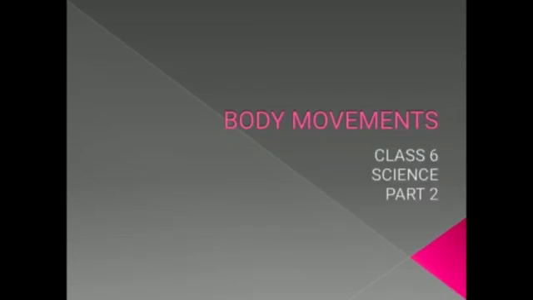In part 1 we had learned about different types of movement in humans, different types of movement in animals, how different animals move from one place to another, and how animals or humans use their body parts for movement. So now in this part we'll learn about joints. In the first part I told you about joints also.